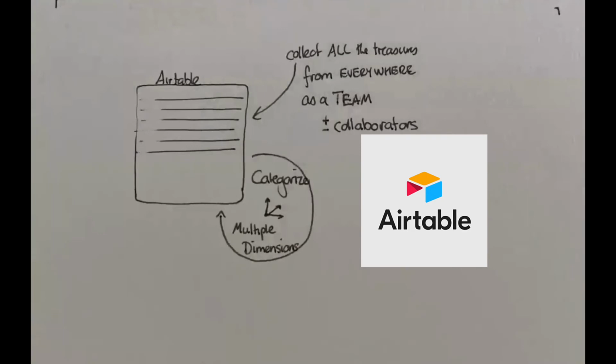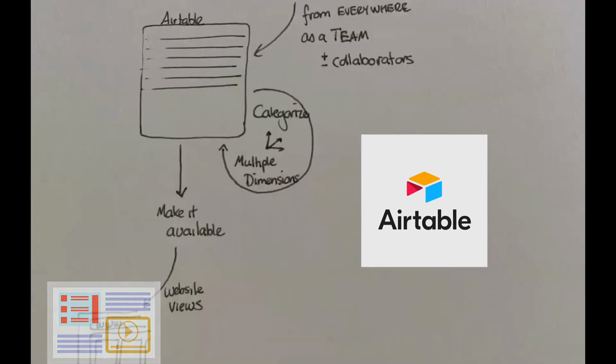Then we spend time categorizing the material that we've collected into these multiple dimensions, not just what it is, but who do we think it's most useful for. And then we want to make it available. So we make it available easily through these embedded web views, which just come built into Airtable. You can create these custom views with different filter tags, and then you can embed that in your website. And you get these lovely cards, and then you get search functionality.